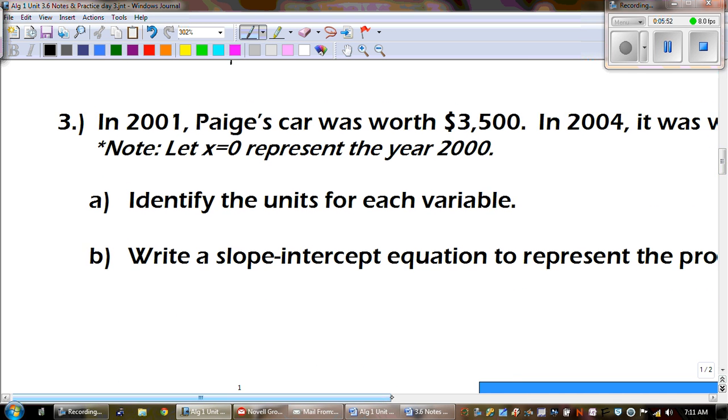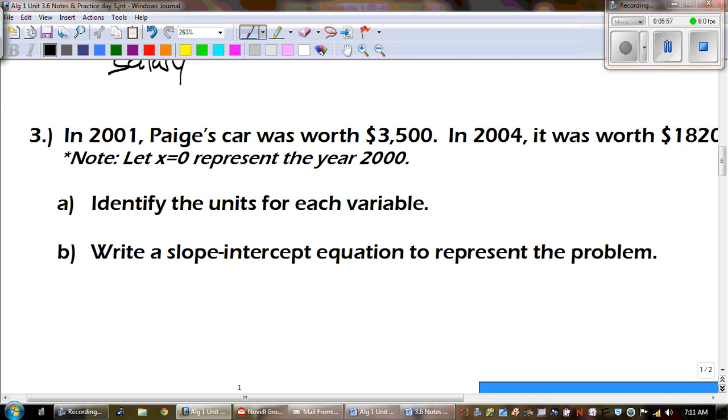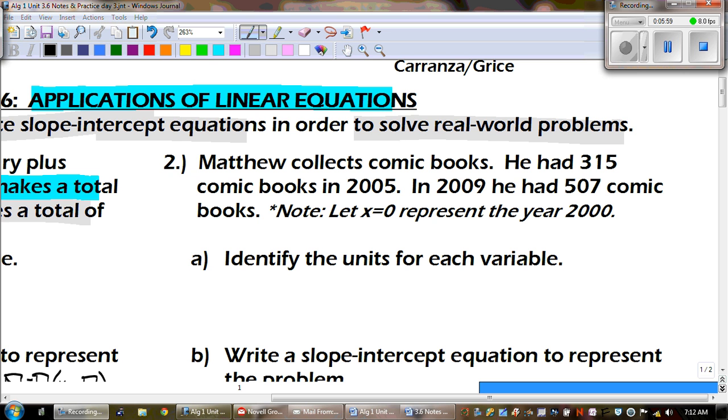All right, question 3. It says in 2001, oh, hold on a second. Okay, sorry about that. We're at problem number 2.